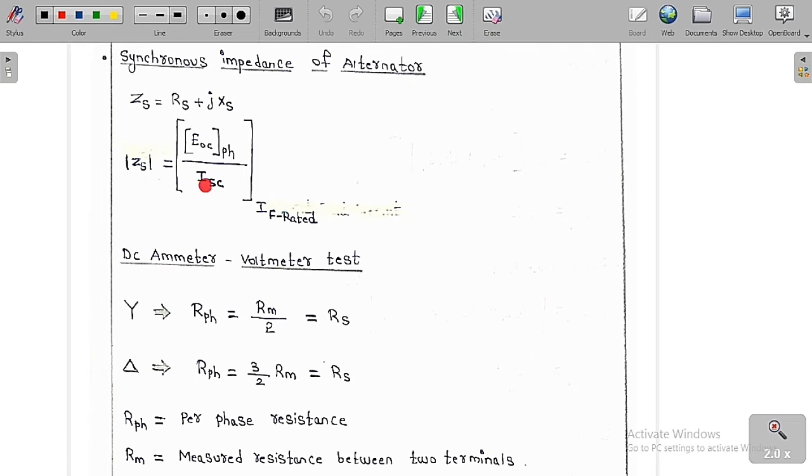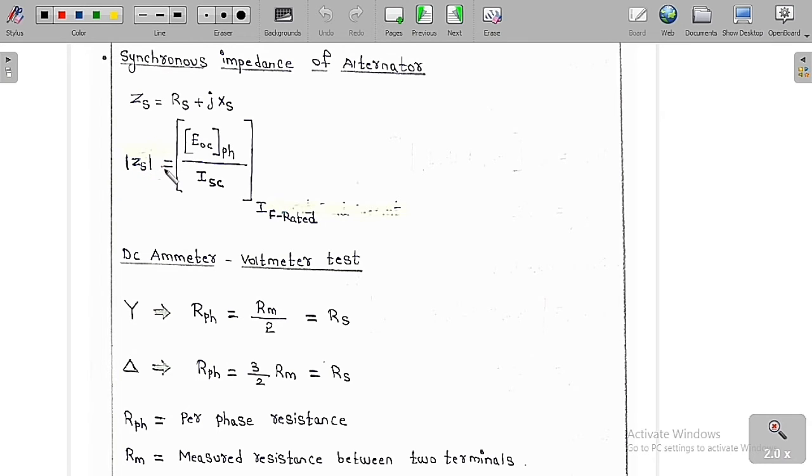it is the ratio of the open circuit voltage per phase by the short circuit armature current at the rated IF, rated current. So it is a constant value. The IF is a constant value. At this constant rated field current, we are going to get the open circuit phase voltage and the armature current, or we can simply call it the short circuit current. If you take the ratio of these two, we are going to get the value of Zs, which is basically the magnitude part.